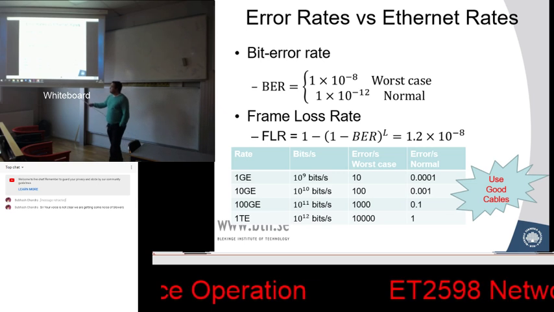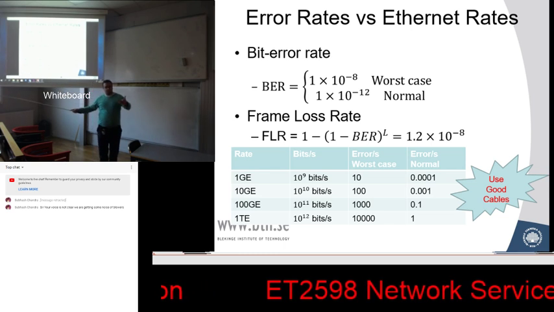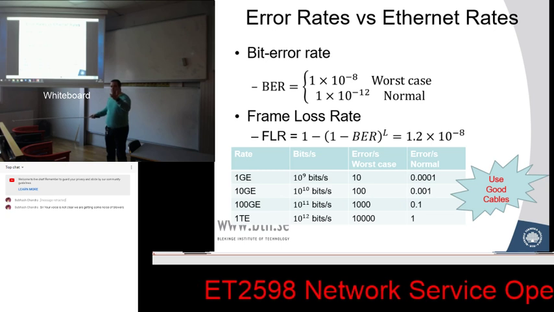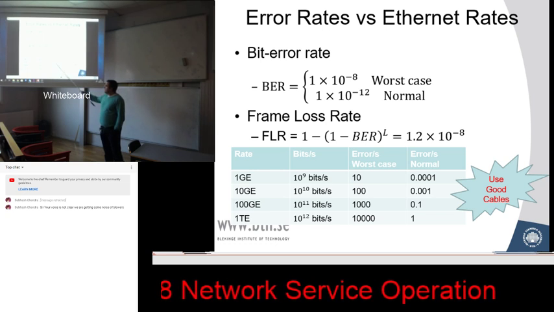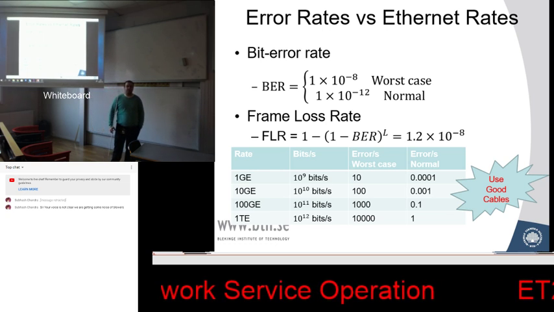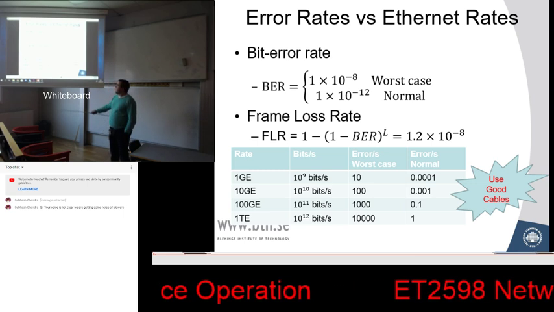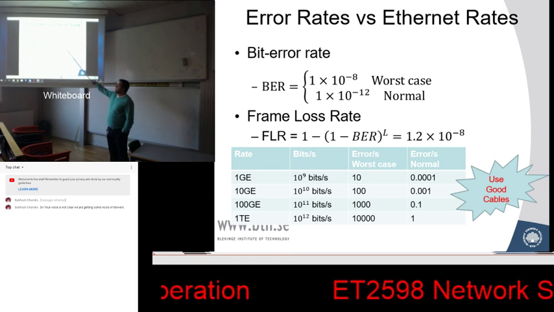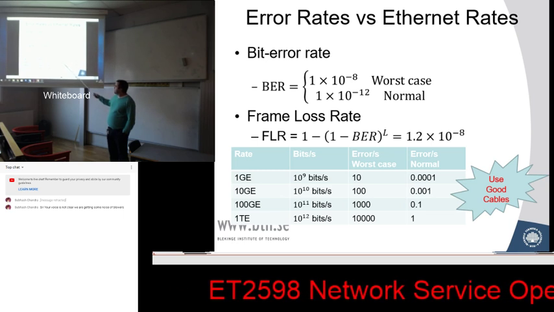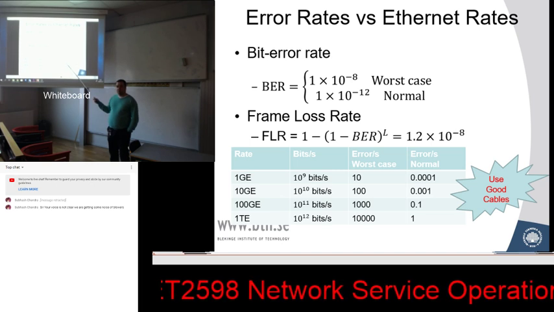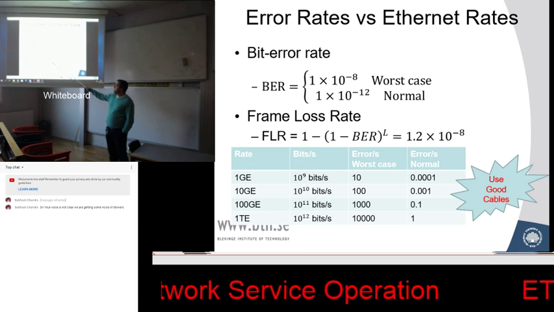Now, in the case that we have a gigabit Ethernet, we're talking about a low bit error rate, right? With a gigabit, we're translating 10 to the power of 9 bits per second. That's 1 billion bits per second. If we have a normal bit error rate of the transmission medium, we will have 0.001 errors per second. That's nothing. In the worst case, we will have 10 errors per second.